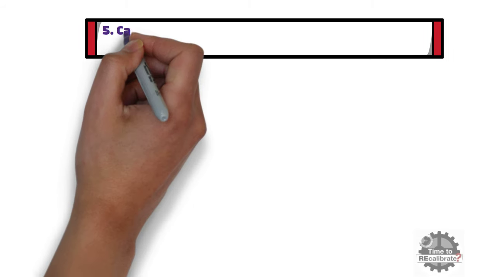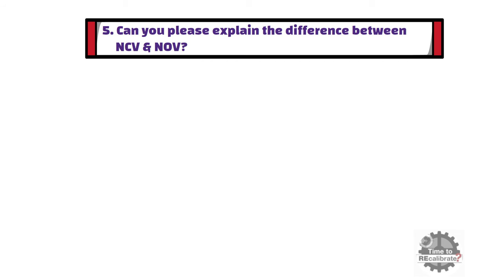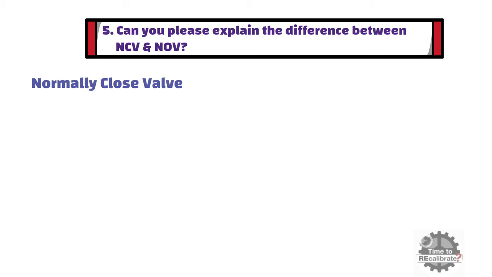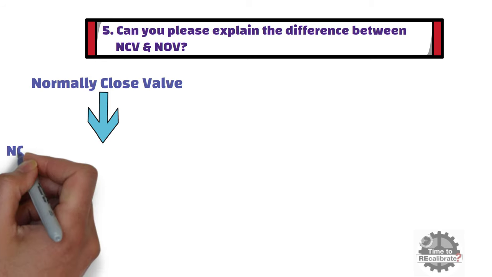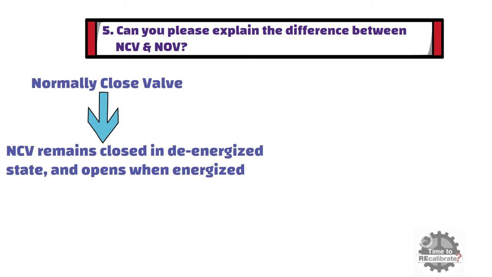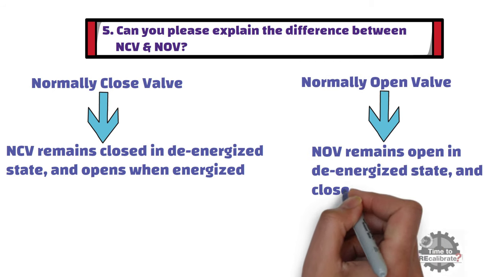Fifth question is, can you please explain the difference between normally closed valve and normally open valve? First of all, let me explain, what is normally closed valve? As name suggests, normally closed valve remains closed in de-energized state, and opens when energized. On the other side, normally open valve remains open in de-energized state, and closes when energized.